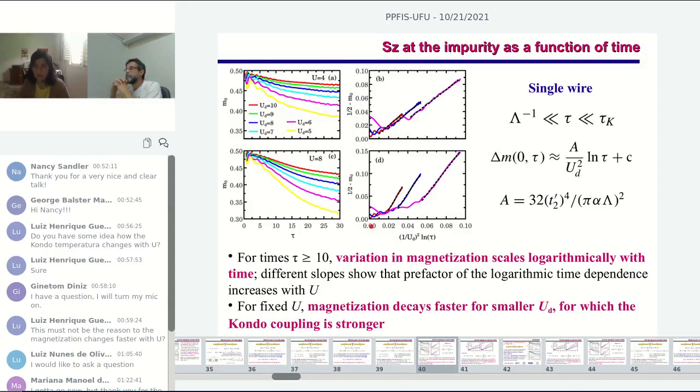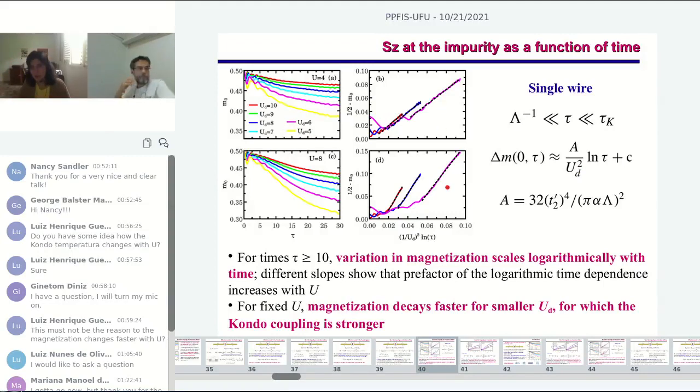And now we can see, I said that when we decrease U_d, the magnetization decays faster. And now we can understand, because we have this 1 over U_d squared, so the magnetization depends on 1 over U_d. That's why it decays faster as U_d decreases.